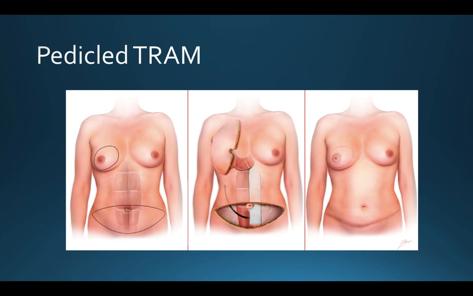So a pedicled TRAM flap, or a transverse rectus abdominis musculocutaneous flap, is based off of the superior epigastric artery, as I mentioned. You dissect down and you are taking the fascia and the muscle associated with the rectus, and then leaving it attached to its pedicle with the superior epigastric artery, and then rotating it up for breast reconstruction. And then, as you can see, they get closed and they get a tummy tuck there at the end for the repair.